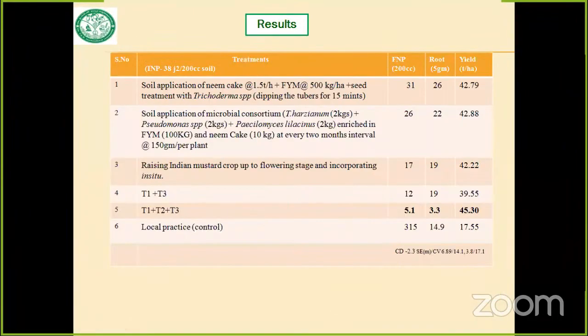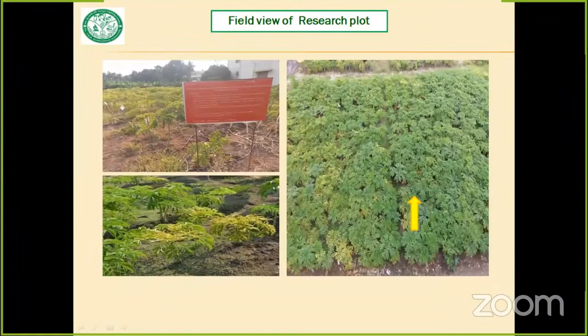And here, if you see the final result, we found that the application of neem cake along with FYM, along with Trichoderma, along with again raising the Indian mustard crop up to flowering stage and incorporating it in situ has given the highest yield of 45.3 tons per hectare, with the lowest nematode count of 5.1 J2 per 200 cc soil, along with 3.3 per 5 grams of root tissue. And this is the aerial view, sir.